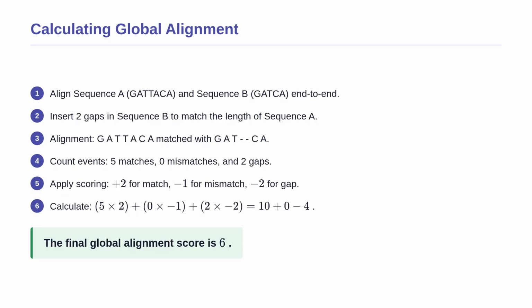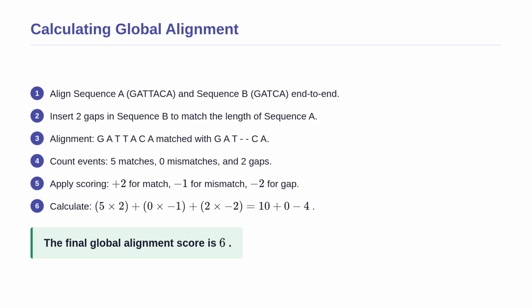Before we move on, let us see this scoring formula in action with a concrete example. We are given two short DNA sequences. Sequence A is GATTACA, and sequence B is GATCA. We need to calculate the global alignment score. Our rules are +2 for a match, -1 for a mismatch, and -2 for a gap.